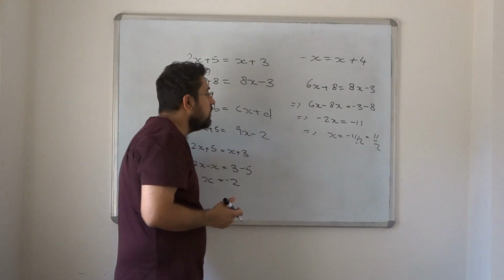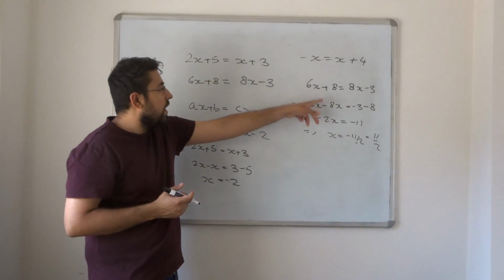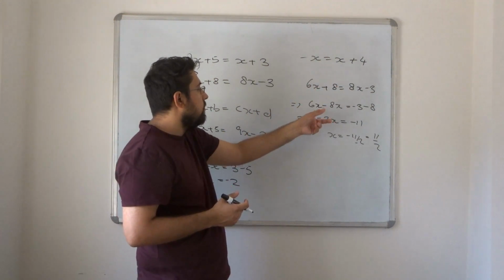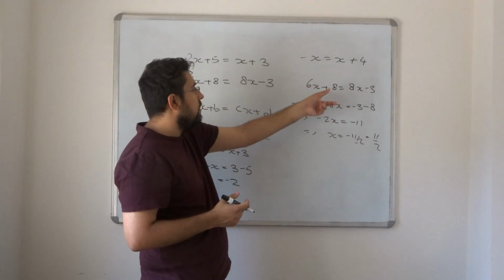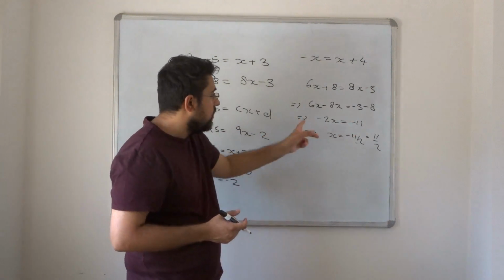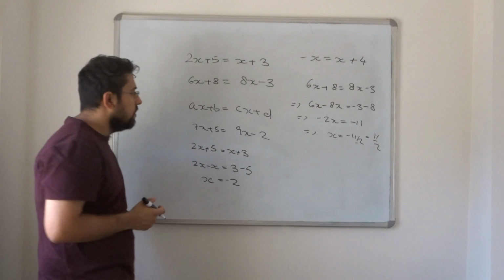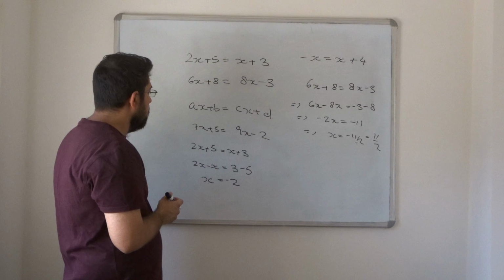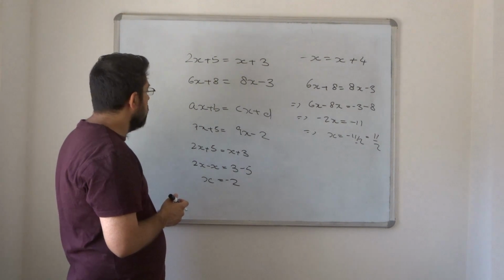I'm sure you already know what I did here. Again guys, this is positive here, so when it comes to this side it becomes negative, and this number here is positive. When it goes to the other side it becomes negative, and that's how you got that. So that's the answer. Now let's do one more.